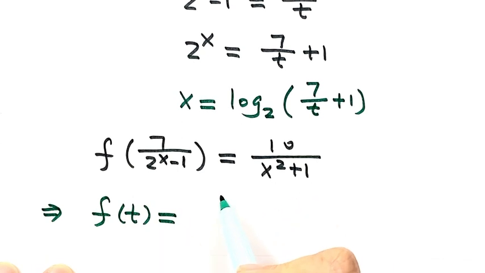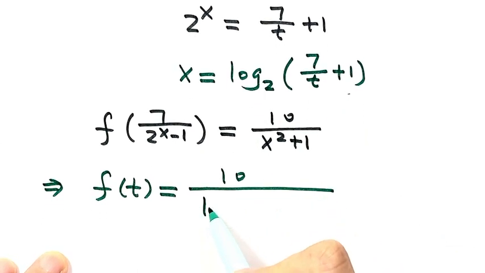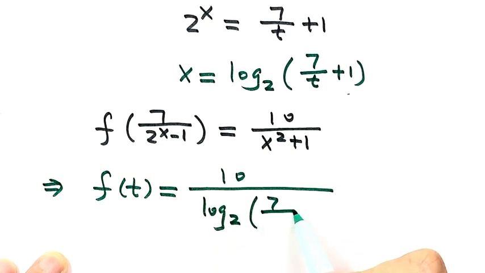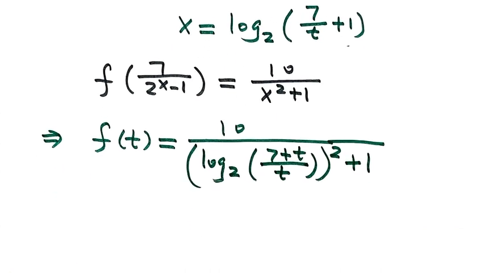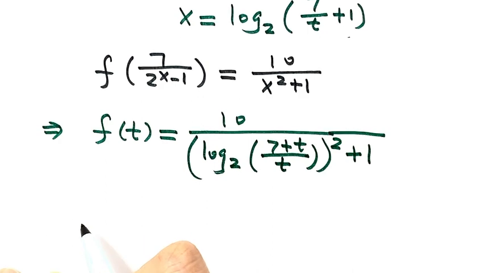Then here on top is 10. On the bottom, use this one for x. So that's log base 2 of 7 over t, use a common denominator. So then here just 7 plus t, then whole thing squared, then plus 1. That's the f function. So now we are ready to figure out what is f of 1.